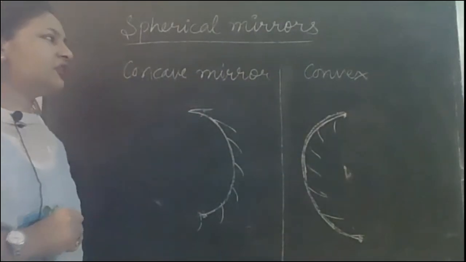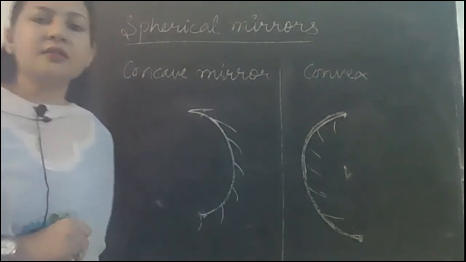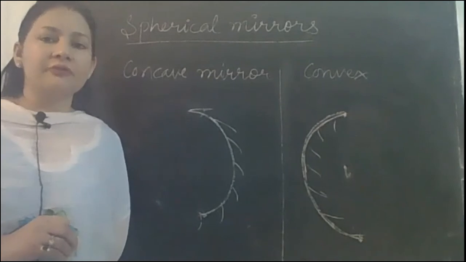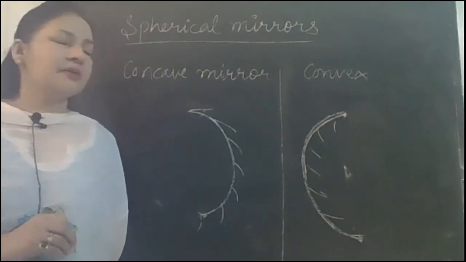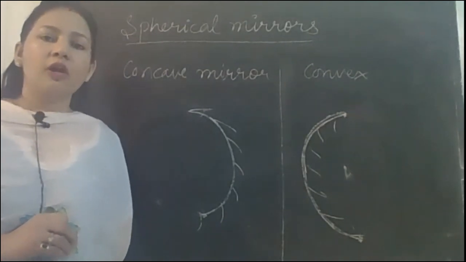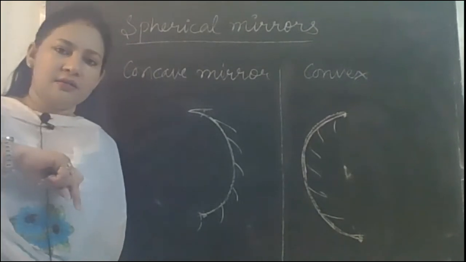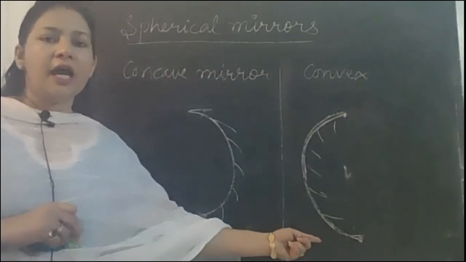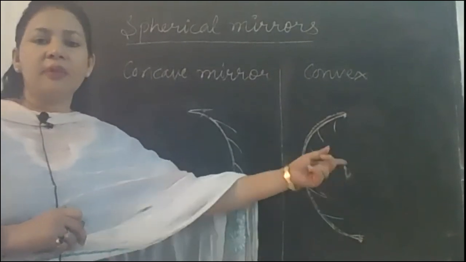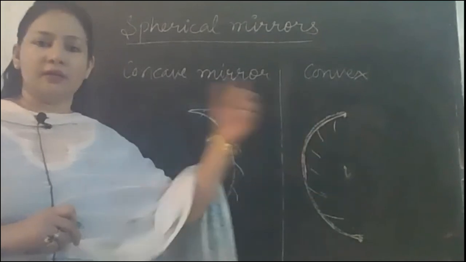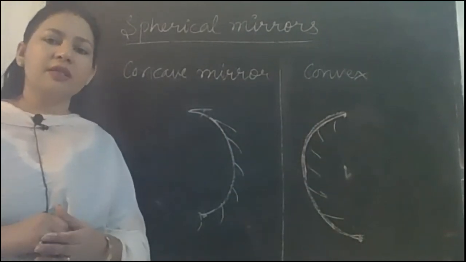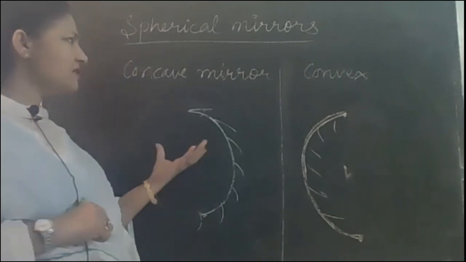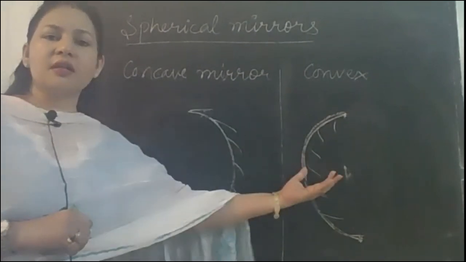So write down the definition of convex mirror. It is the part of a sphere which is polished silver from outside, and painted red from inside to make it opaque. Always remember, this is a concave mirror and this is a convex mirror.